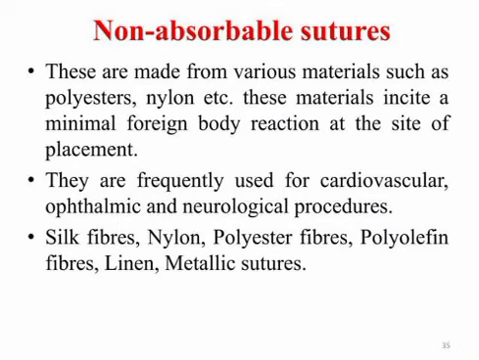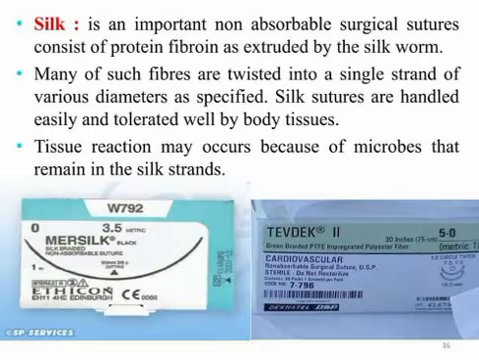For example, silk fibers, nylon, polyester fibers, polyolefin fibers, linen, and metallic fibers. These are some of the non-absorbable sutures. The first one is silk, which is an important non-absorbable surgical suture. Here, many such fibers are twisted into a single strand with various diameters. Usually, silk sutures are handled very easily and tolerated well by our body tissues.